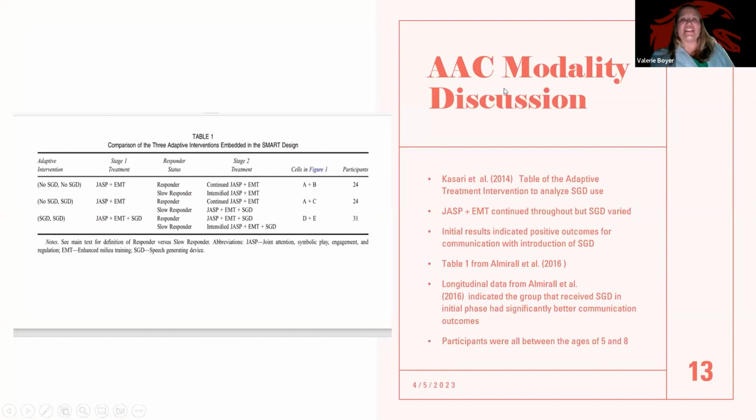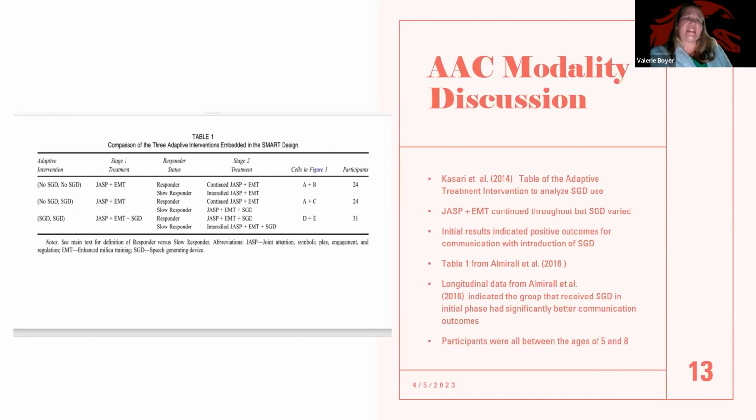This is some newer research, and you can see Kasari et al. is where this research originated from, and I know everybody's really excited to hear from Kasari later on today. What this initial study looked at, and I'm pulling this table from the second study, which was by Almirall and colleagues, but the table does a nice job of summarizing Kasari's initial work. Kasari looked at introducing a speech generating device. If you remember, speech generating devices are more high-tech kinds of devices, either an iPad with apps or some kind of dedicated AAC device.